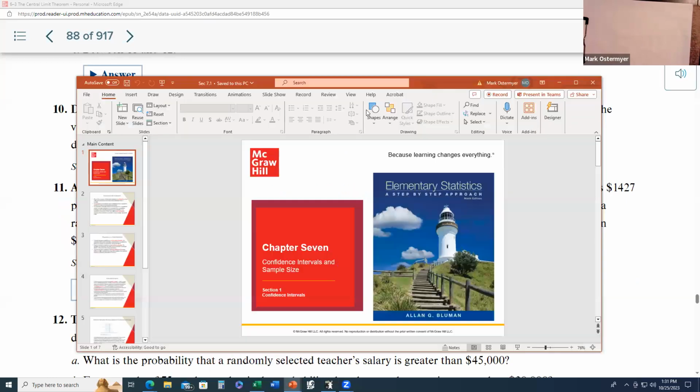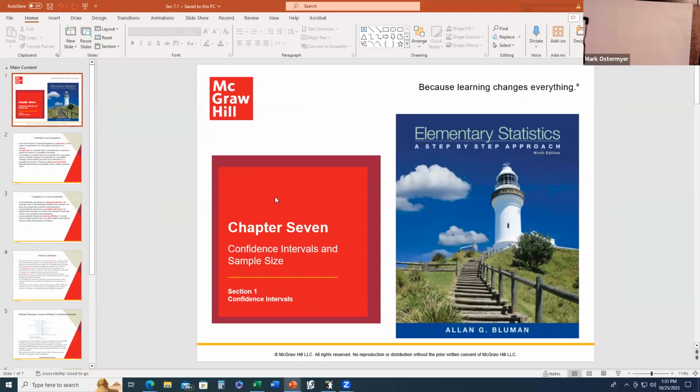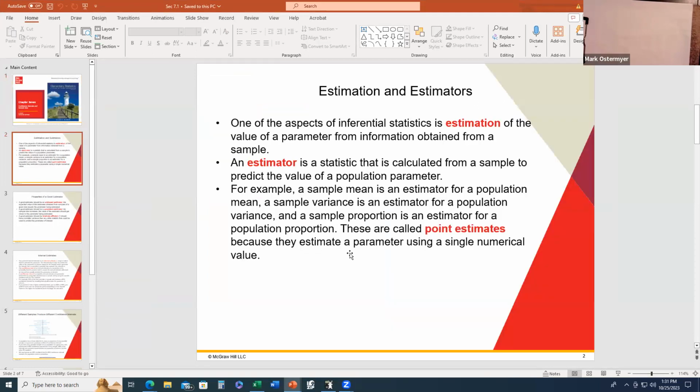All right, let's get into section 7.1 entitled Confidence Intervals and Sample Size. All right, inferential statistics. The big idea behind inferential statistics is trying to estimate an unknown population parameter from a statistic that we compute from a sample that's chosen from the parent population.